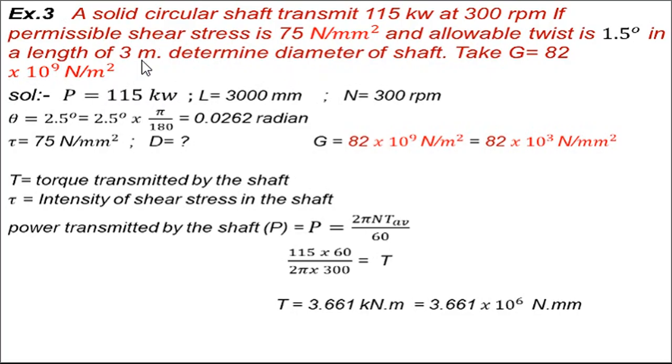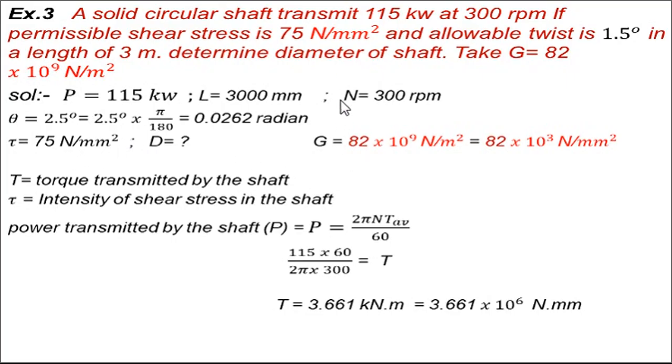So in this problem they ask about the diameter of the shaft. All the other values are given: the power transmitted by the shaft is 115 kilowatt, the length of the shaft is 3000 mm, the number of revolutions is 300 revolutions per minute, and the theta value, 2.5 degree, is converted into radian by multiplying by pi by 180. And tau, the allowable or permissible shear stress, is 75 newton per mm square.